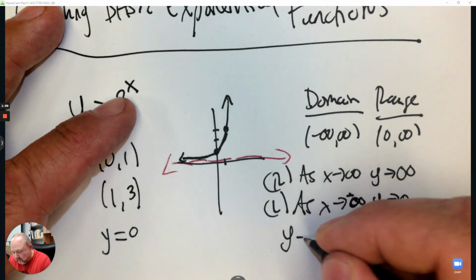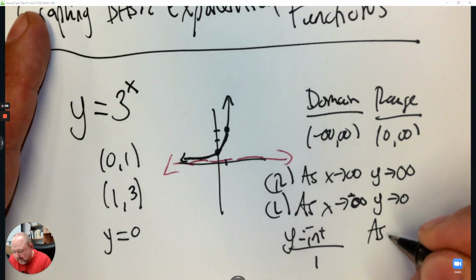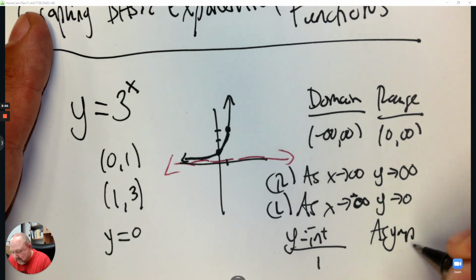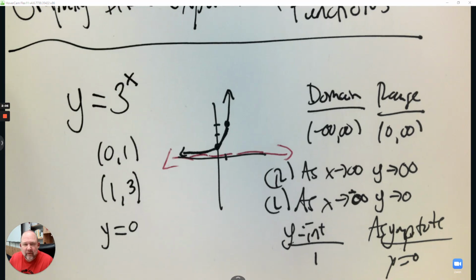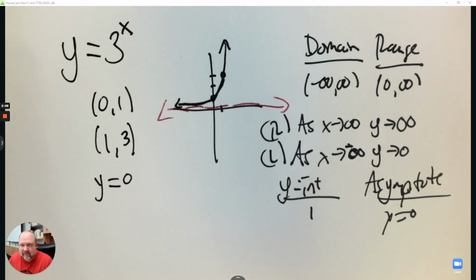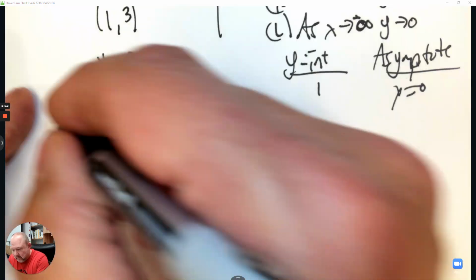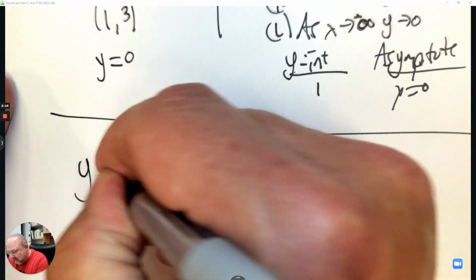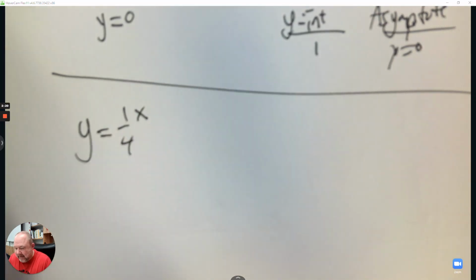If you're asked for the y-intercept, that's at positive 1. If you're asked for the asymptote, we already wrote that down. That's at y equals 0. All right, let's do one more example together. What would happen if it wasn't a growth function? If it was a number less than 1, so it would be decay, what would that look like? So y equals (1/4)^x. How would I graph that?